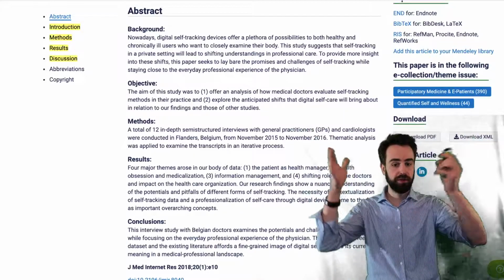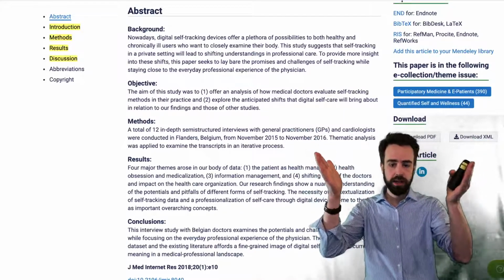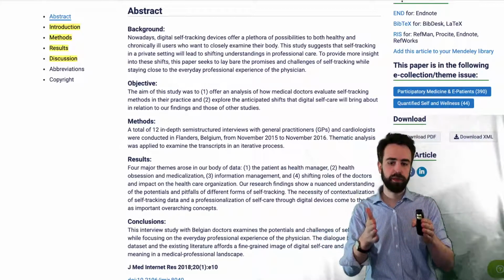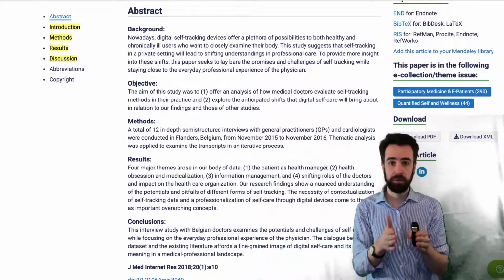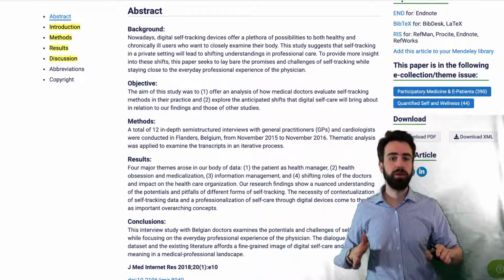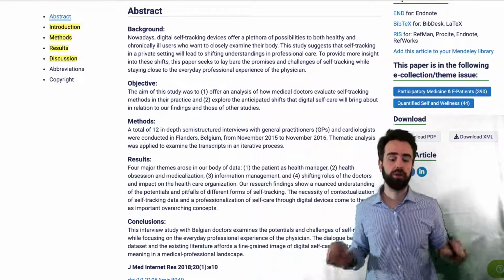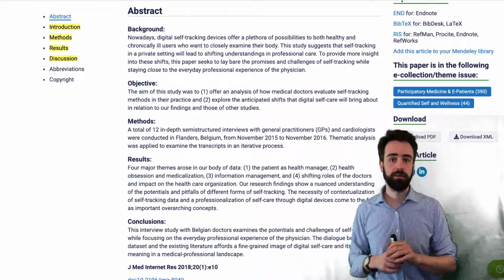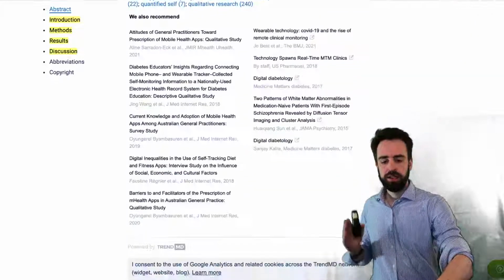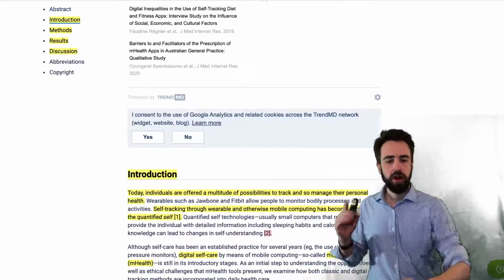So we start very broad with a background, and then we go a little bit more concrete through the objectives, and then very specific in the method. Then we go back to our results, and our conclusion is very broad again. Now let's look at the concrete article.